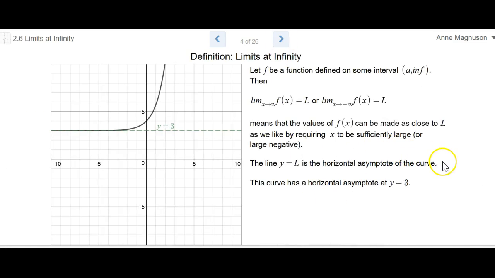Here's the official definition for a limit at infinity. So the limit as x goes to infinity of some function is some value L, or the limit as x goes to negative infinity of a function is some value L. And that line y equals L is the horizontal asymptote of the curve.